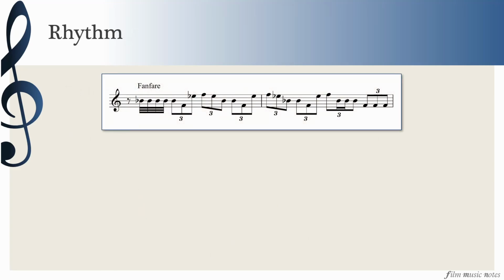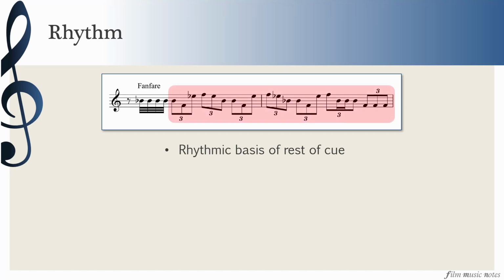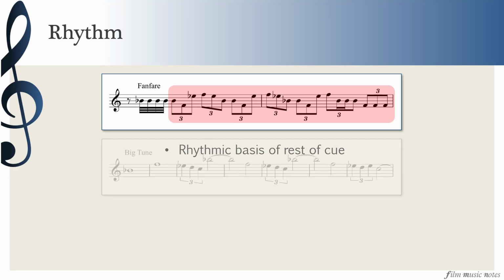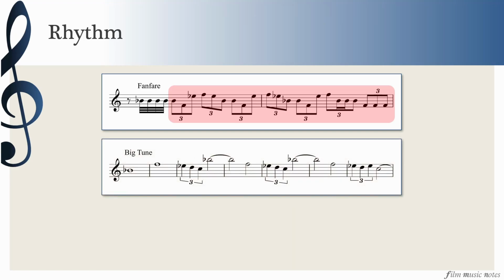The main title's opening fanfare sets out the rhythmic basis of the rest of the cue. It consists almost entirely of moderately fast triplets. Although the subsequent big tune slows the rhythm down with longer notes at its opening, the triplets do not disappear. Instead, they are incorporated into the tune, and although Williams writes them in longer note values than in the fanfare, they are actually played at the same speed as the fanfare's triplets because of a change in the notation. So what we hear turns out to be the same rhythm as in the fanfare.